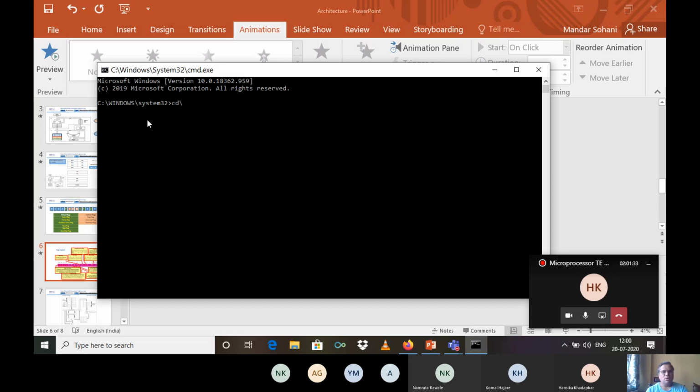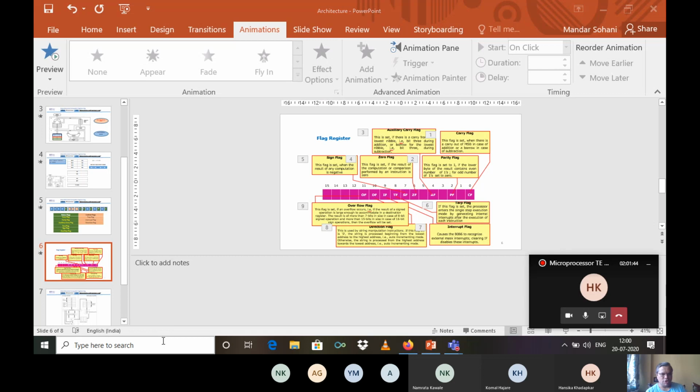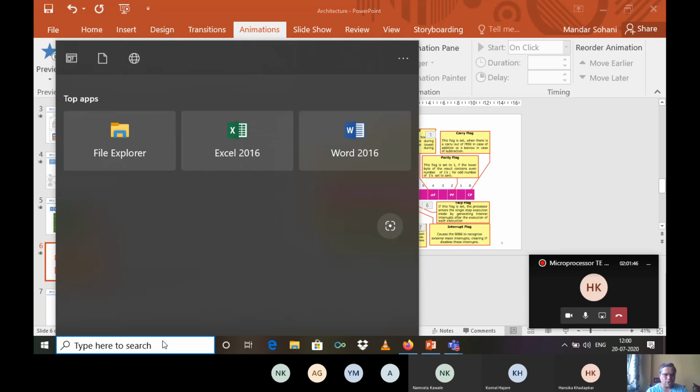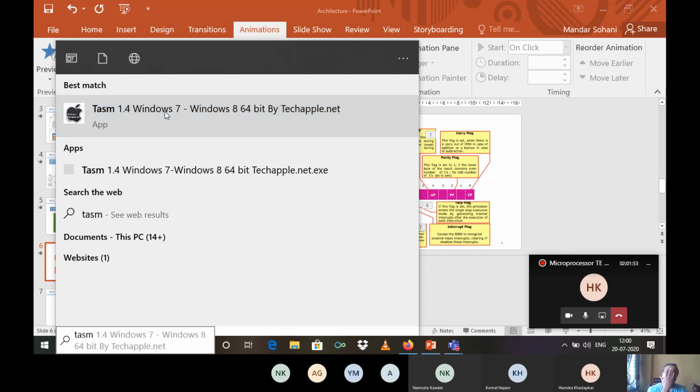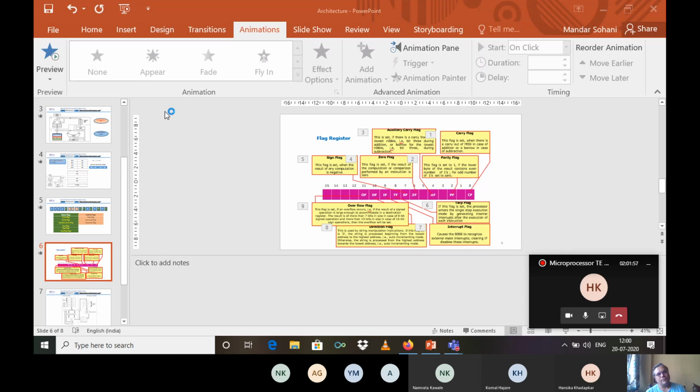So now I will go to TSO. Rather than doing this, because DOSBox will not initialize, instead of that, I will search for TSM software itself. So this is TSM software 1.4 for 64-bit operating system. I will just click on it.